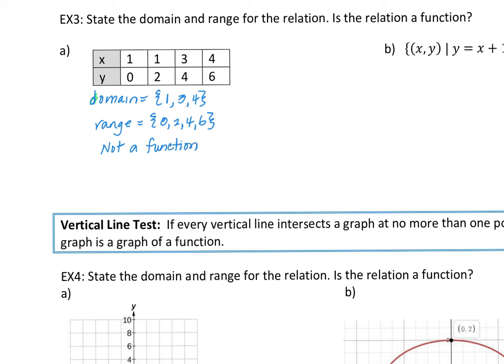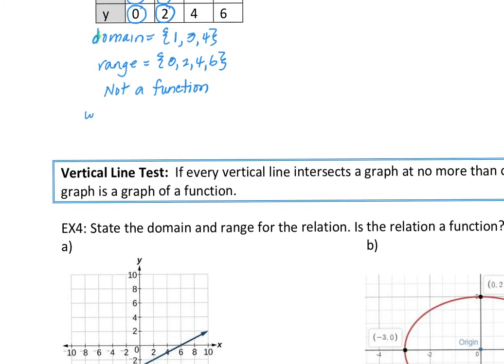And the reason is that, look at when x is 1. When x is 1, we have the same x value, but we have two different y values. To be a function, for every x value, you only get one y value. So in other words, when x is equal to 1, y is equal to 0 and 2. So I don't get one y value. That's why it's not a function.